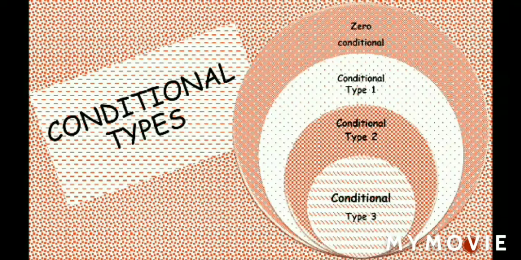Conditional types. There are 4 types. First one, zero conditional. Then conditional type 1, first conditional as well. Conditional type 2, second conditional. And conditional type 3, third conditional. Our today's topic is first conditional.